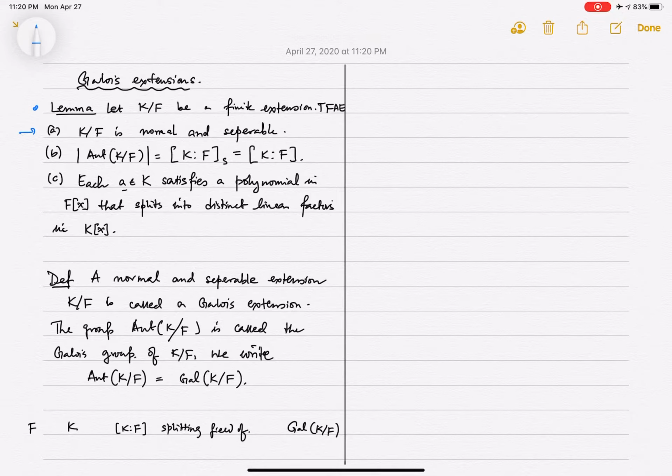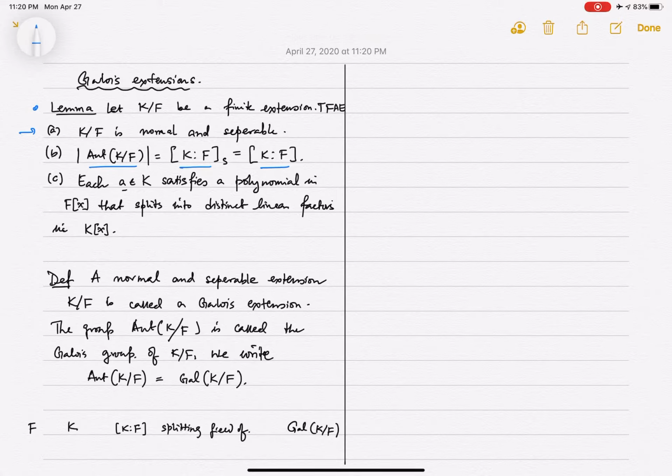One is the equality of three numbers: the order of a certain group being equal to the number of embeddings from k to the algebraic closure of f, fixing f pointwise, and being equal to the degree of the extension k over f.